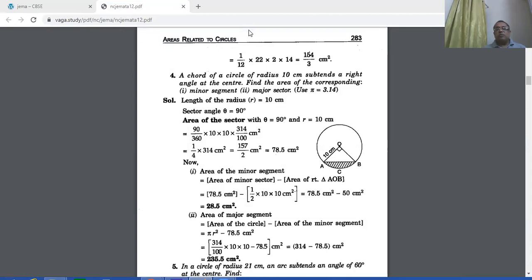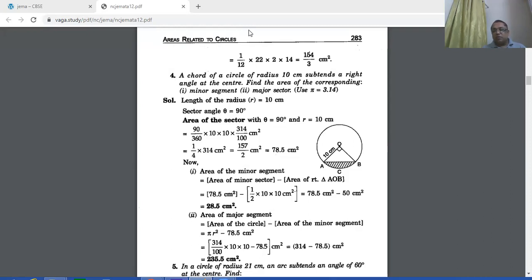So when I'm calculating this, the zero gets cancelled and I'm going to get 4 here. The zeros are getting cancelled with the 100. So we get 314 by 4, that is 157 by 2, which is 78.5. So that is the area of the sector, not the segment.